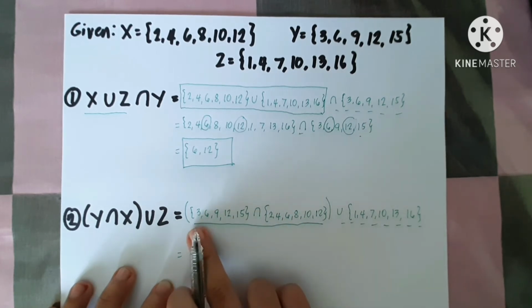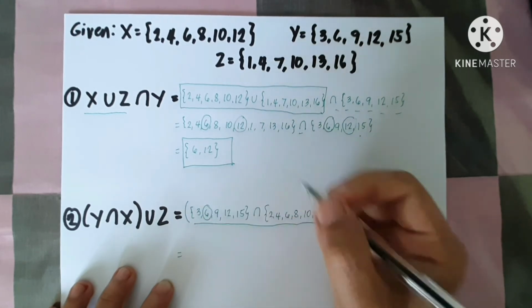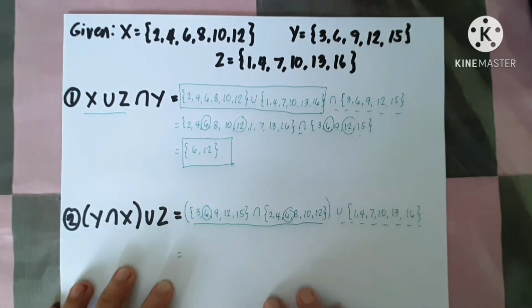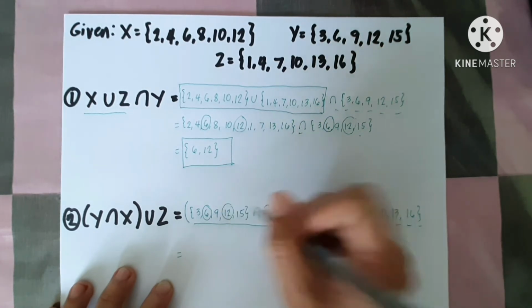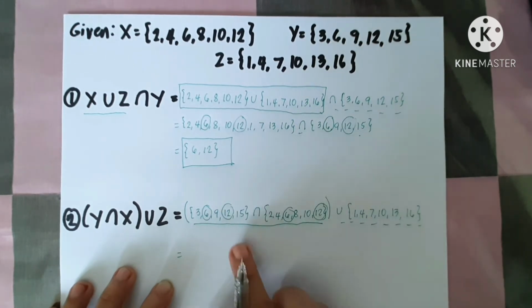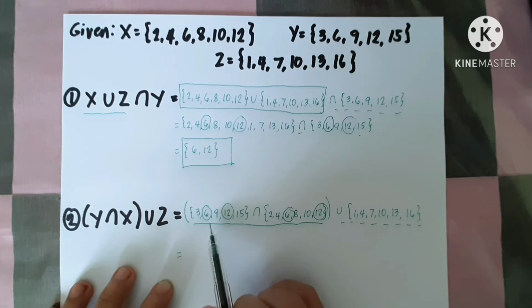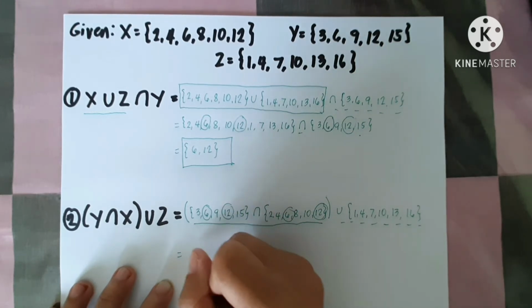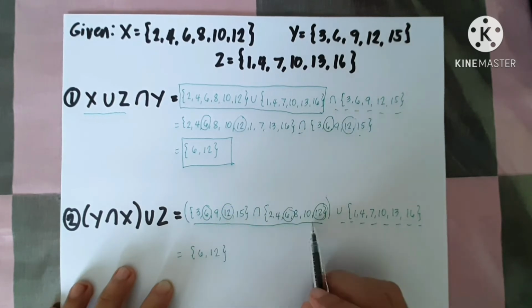Okay? If we have 3, there is no 3 here. 6, okay. 6 is common, so I will encircle that. And then 9, no. 12, okay. There is 12 here. And then 15, okay, none. So that means the intersection of these two sets are the elements 6 and 12. So I will put here 6 and 12. Now we know the result or answer of this portion.